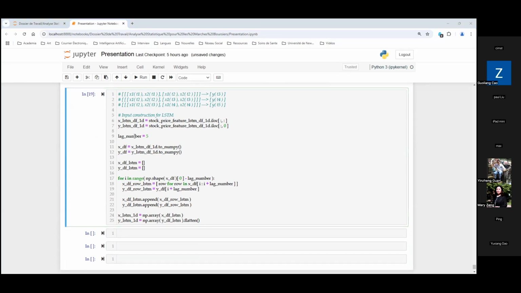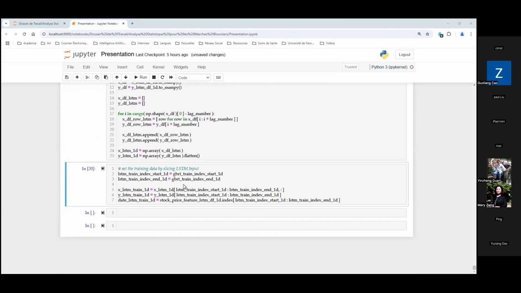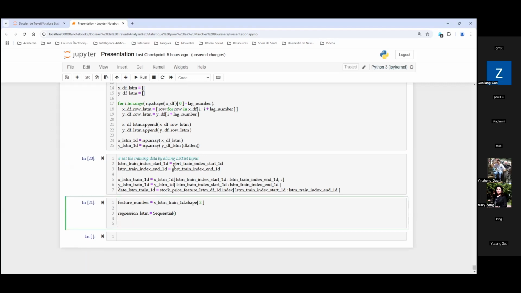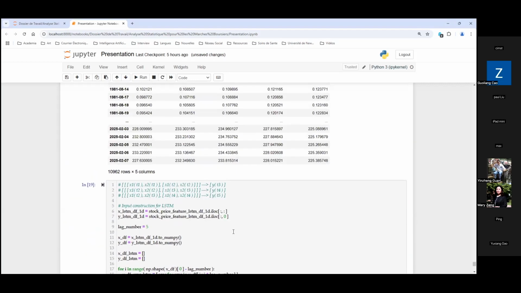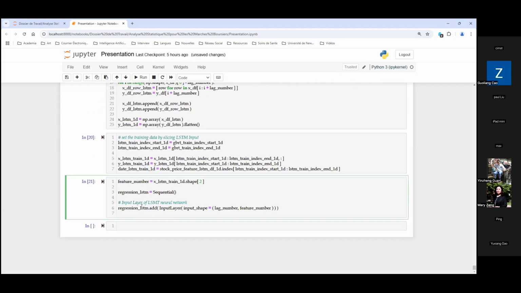Then we can set the input space. Then we build the neural network. It is a sequential model, right? The first thing is the input layer. The shape of the input layer has to be the same as your feature space. Therefore, you create the input layer. Then the second one is the most important one, which is the LSTM layer.